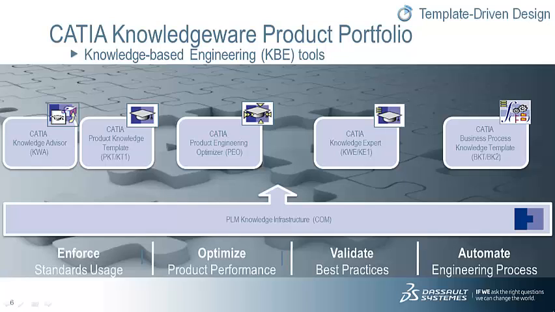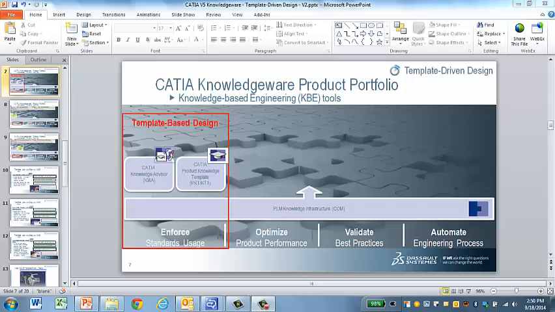CATIA knowledgeware is a suite of products, and each product has a different purpose. You don't have to do the whole thing, and they are scalable. The 4 columns represent the general value areas of CATIA knowledgeware: enforce, optimize, validate, and automate. And each one has different knowledgeware products associated with it. We're going to now focus on the enforce column, which includes the CATIA knowledgeware products for template-driven design.